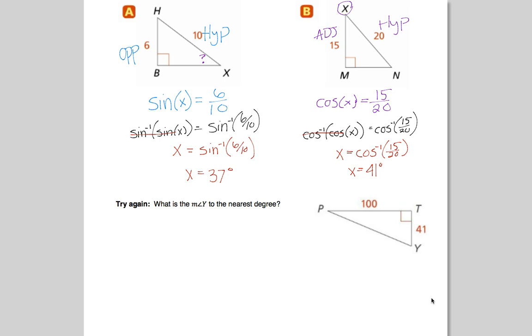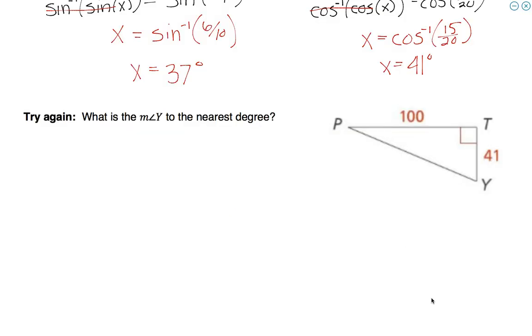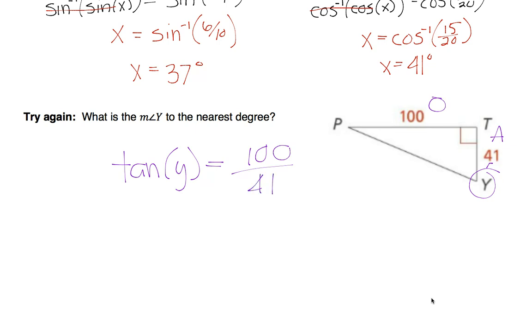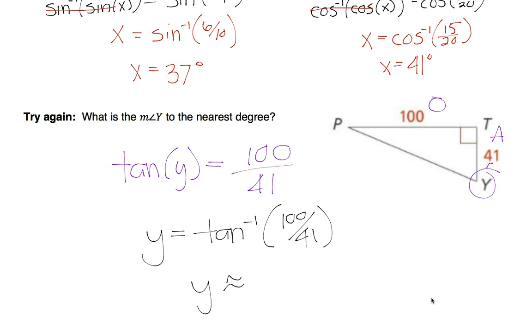So what is the measure of angle y to the nearest degree? Well, we're given adjacent and opposite. So that's going to be a tangent with opposite over adjacent. In the shortcut, once you get good at this, you'll just say, well, y is going to equal inverse tangent of 100 over 41. So y is about 68 degrees.